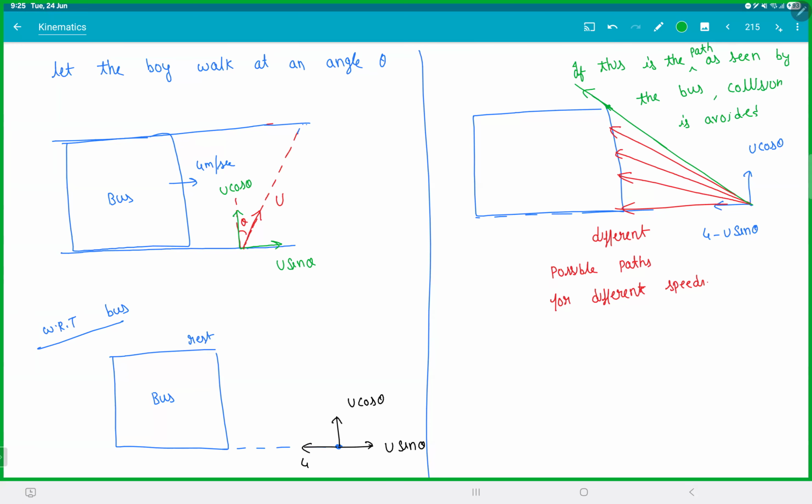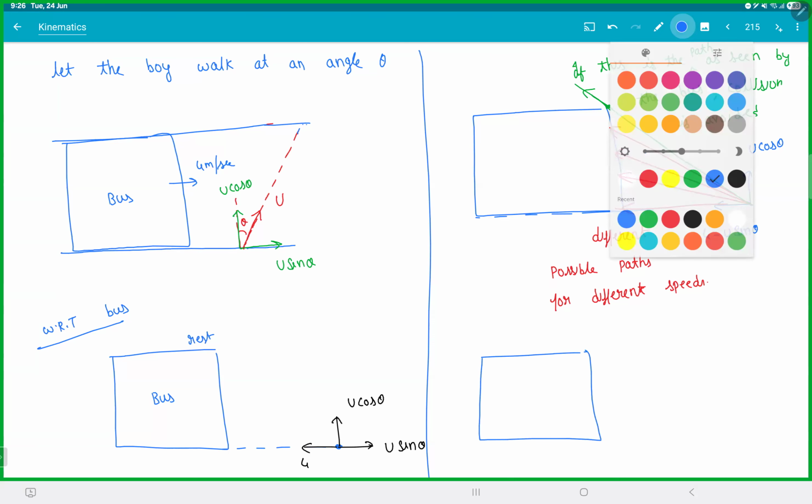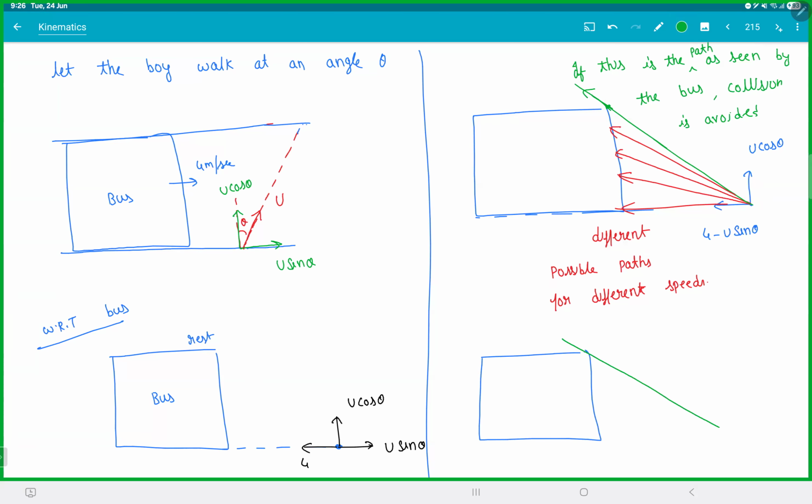So if the boy is going with a different speed, starting from 0, 0.1, 0.2, 0.3, so on, if he keeps on increasing the speed, you will hit different positions. The first time you see the green line is the safest velocity. So that means you just want to avoid hitting the bus. So your velocity should be this way.